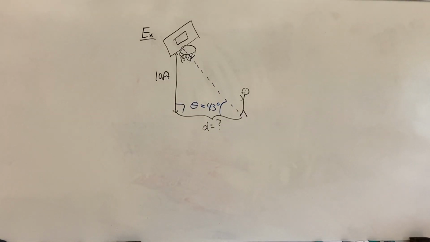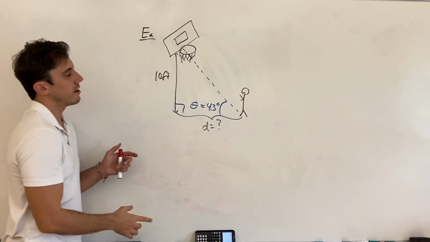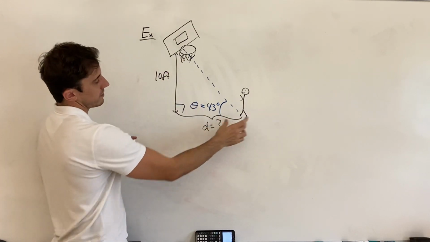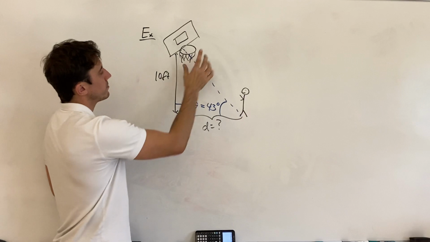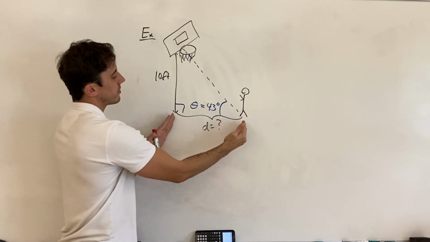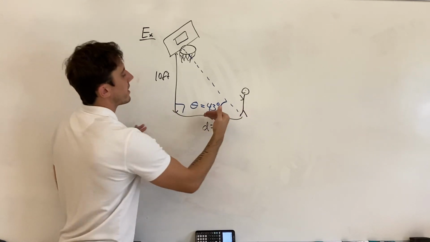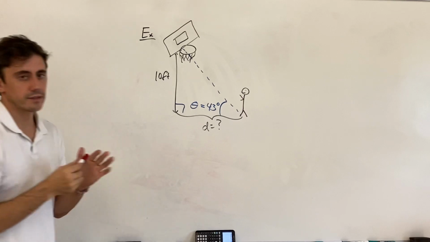Good afternoon, everyone. Today we're going to do an example with the tangent ratio, and we're going to look at this diagram of a right angle triangle being formed by somebody jumping towards a basketball hoop that is 10 feet vertically in the air, and we're going to find the horizontal distance away from the base of the hoop that they must jump from if their angle of inclination is going to be 43 degrees.